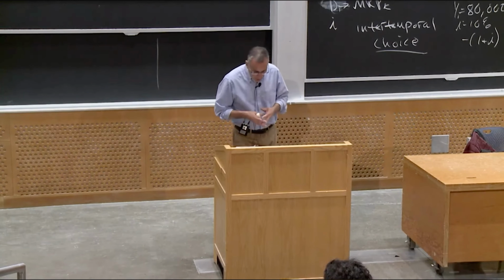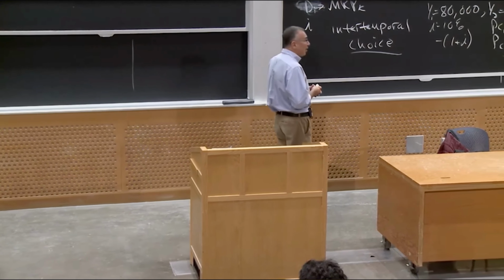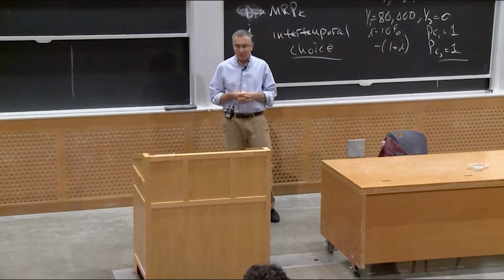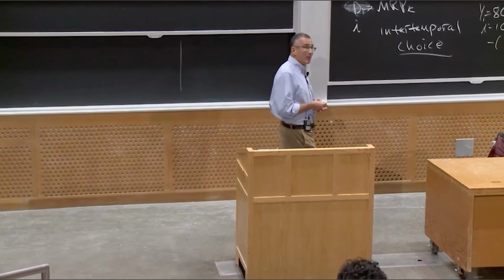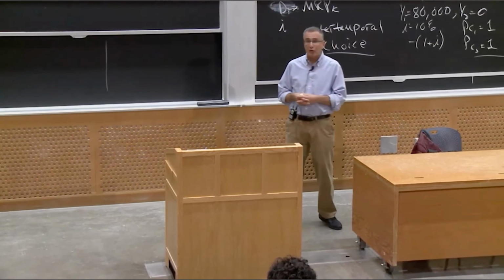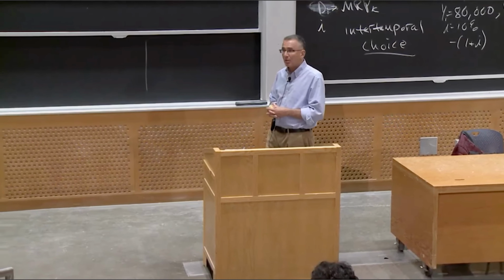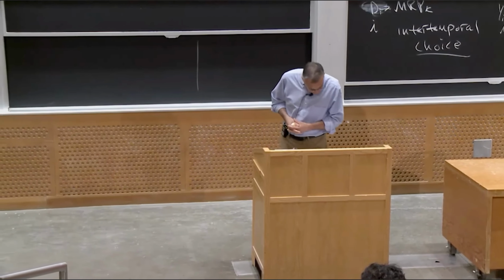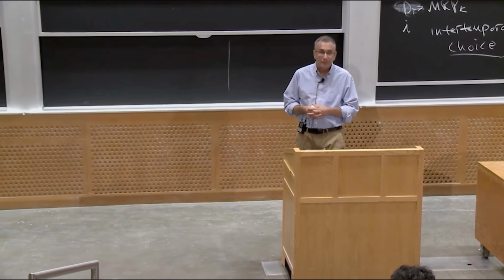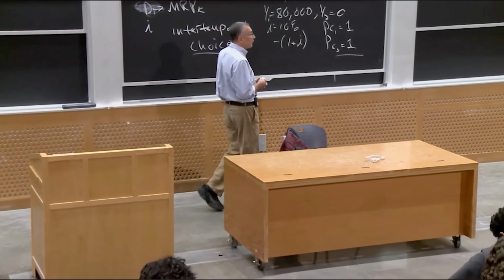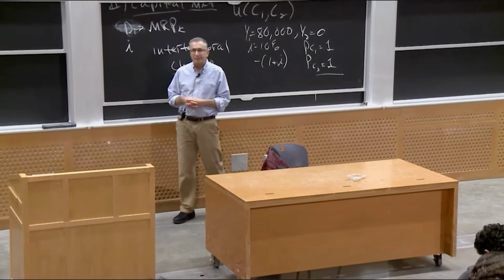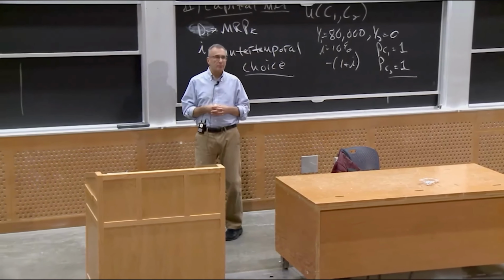So basically, that is the trade-off that is represented in the intertemporal choice problem. That's represented by the slope of this budget constraint, which is minus 1 plus i, or minus 1.1 in our example. The slope of the budget constraint represents the opportunity cost of first period consumption in terms of second period consumption. Likewise, I have some indifference curve which represents my preferences over first and second period consumption. How impatient I am, basically. So think of the indifference curve as being how impatient I am.